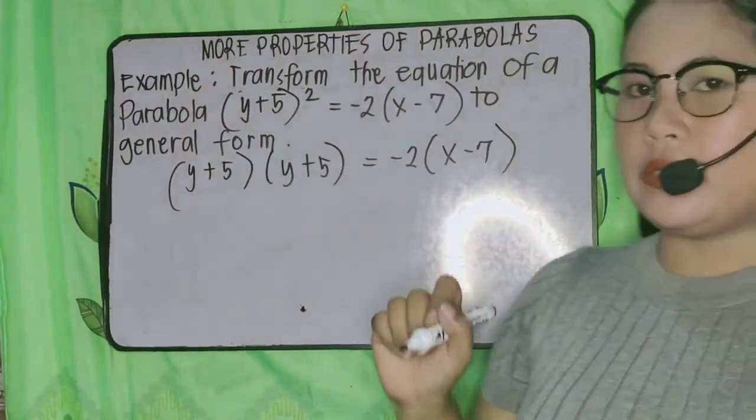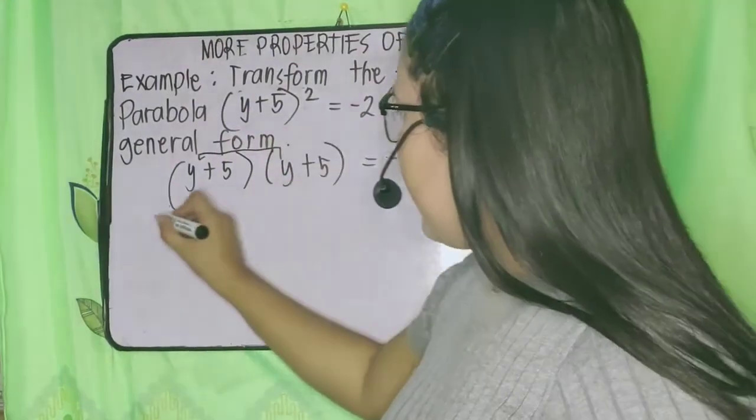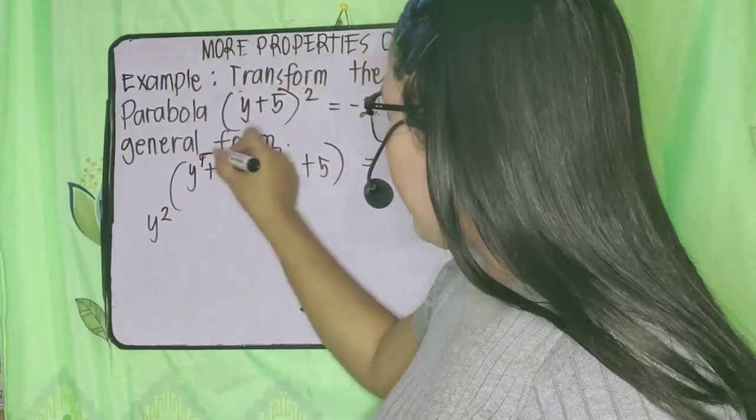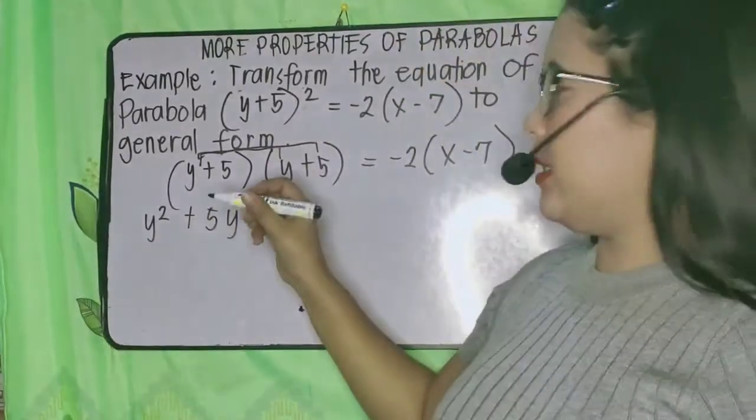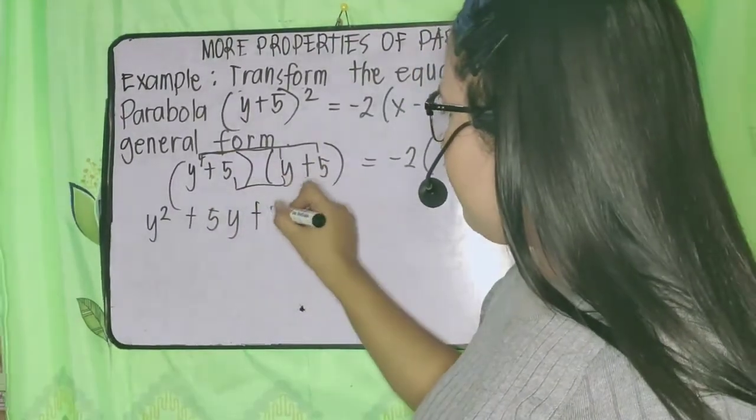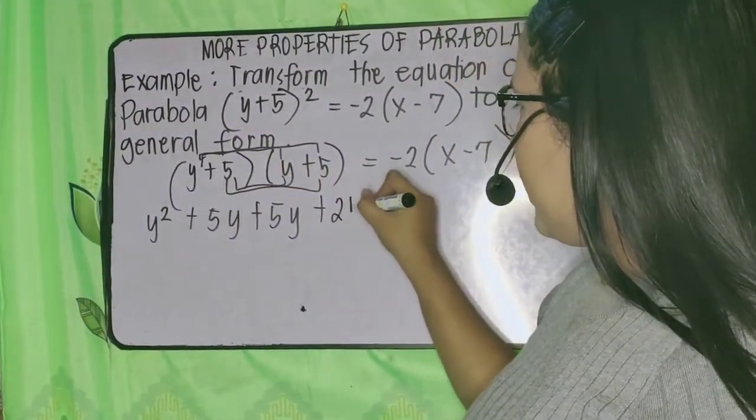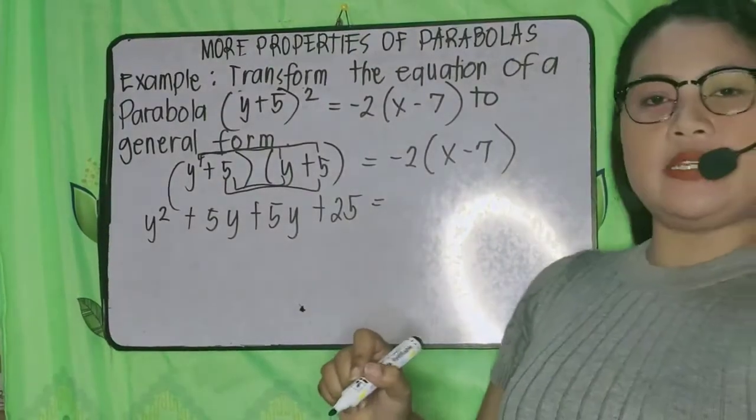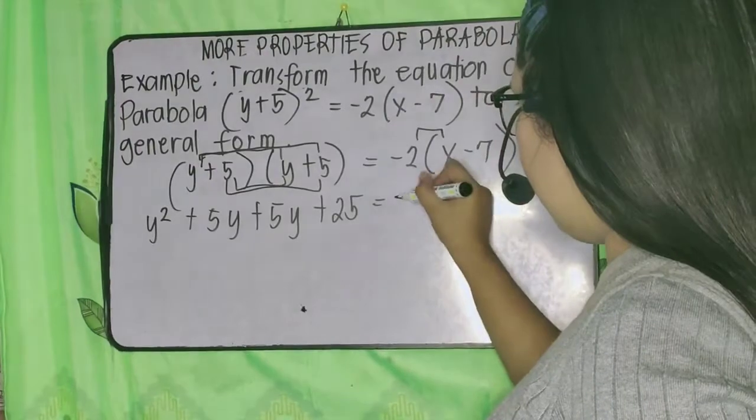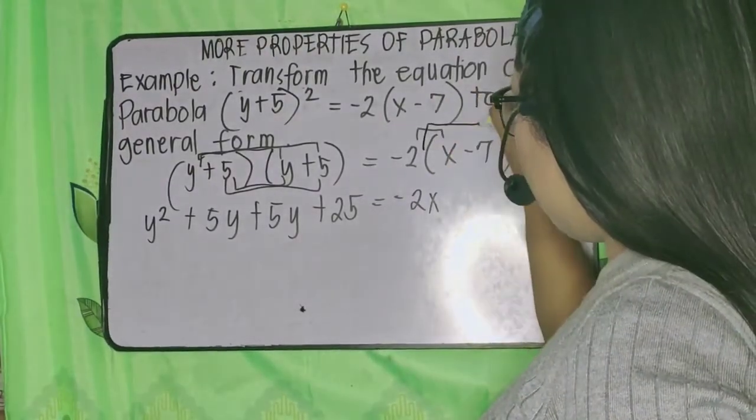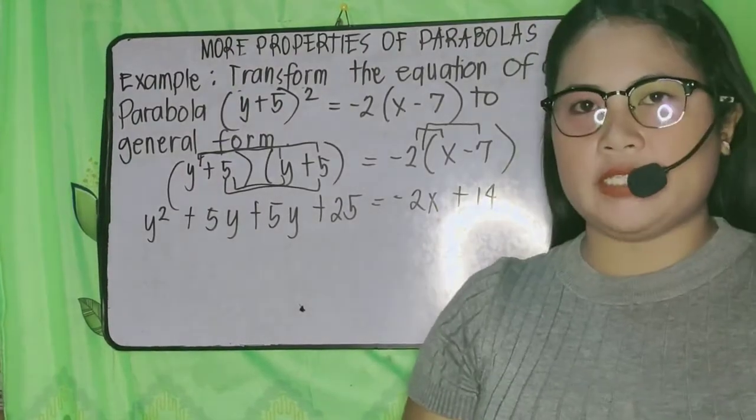So after that, apply the FOIL method. y times y, we have y squared. Then y times positive 5, we have positive 5y. Then for the inner terms, 5 times y, we have positive 5y. And then 5 times 5, we have positive 25. Okay, so for the right side, distributive property. Negative 2 times x, we have negative 2x. And then negative 2 times negative 7, we have positive 14, because negative times negative is positive.